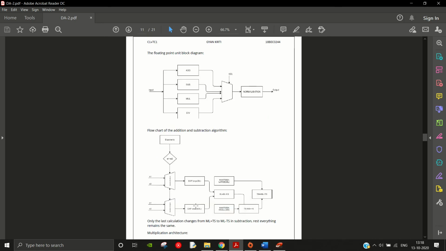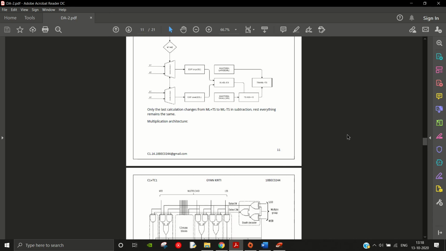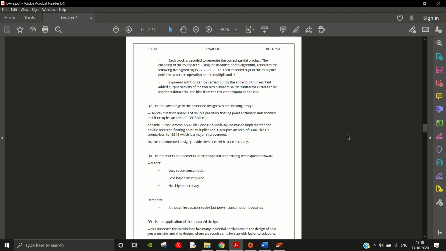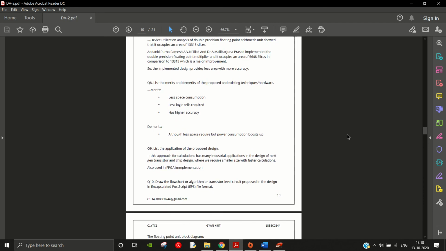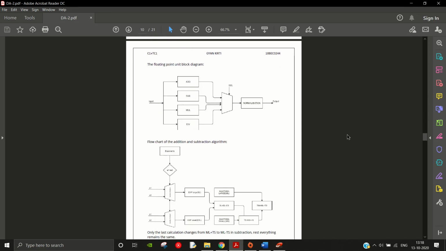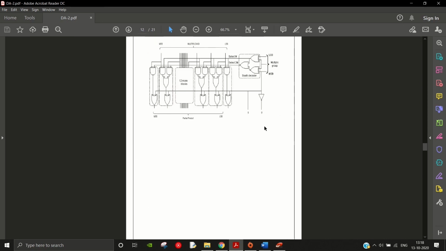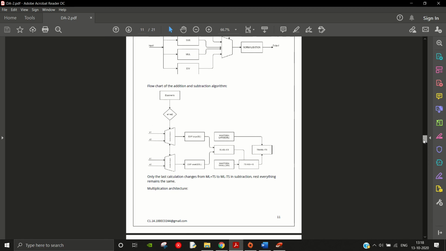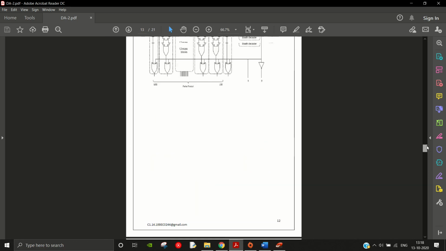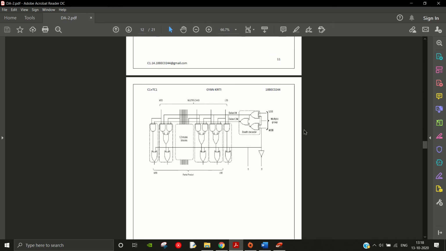So the last question is to draw the flowchart or algorithm or transistor level proposed circuit design in EPS file format. So this is the floating point unit block diagram, which was discussed before. Now this is the flowchart for the addition and subtraction algorithm, and this is the multiplication architecture.